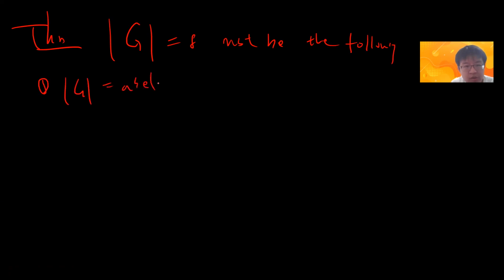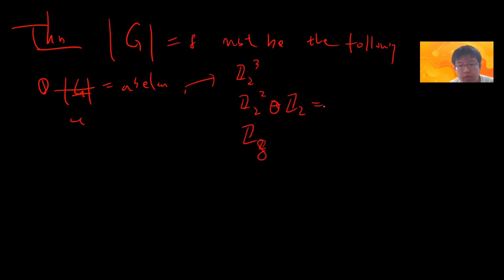Okay, so the theorem: where the order of G equals 8, G must be the following. First case, G is abelian. If G is abelian, then by the classification, an abelian group must be a direct sum of cyclic groups. Sorry, I'm stupid. This is Z4 direct sum Z2, Z8, and Z2, Z2, Z2. Okay, and the following two are nonabelian groups.